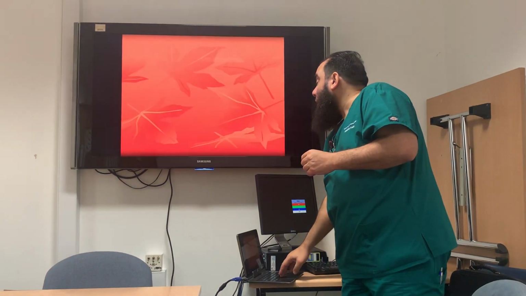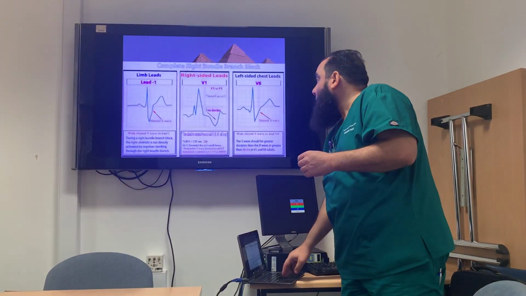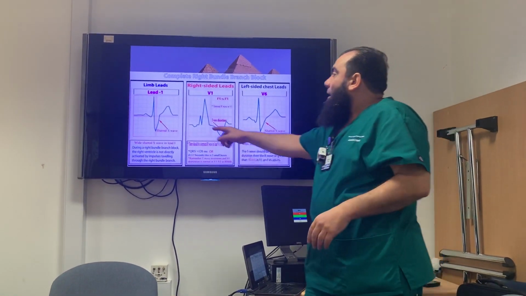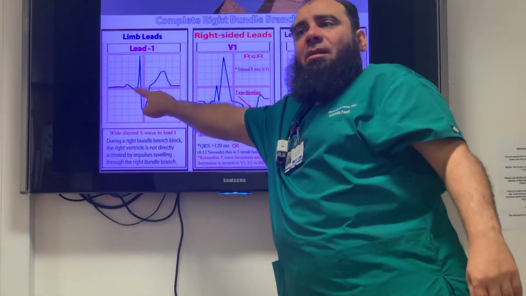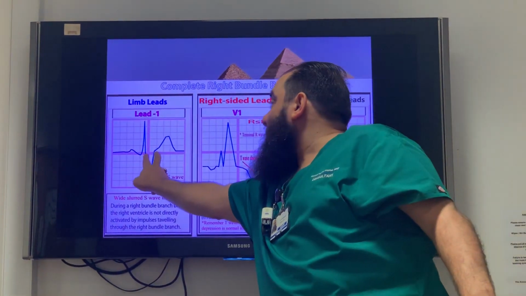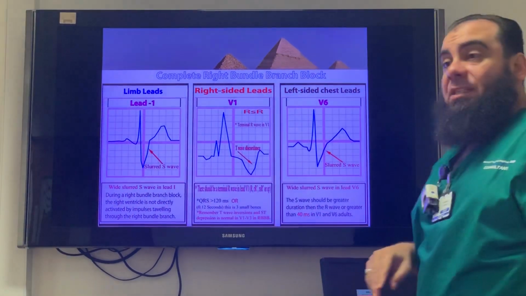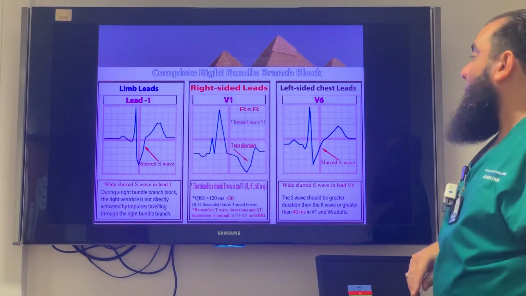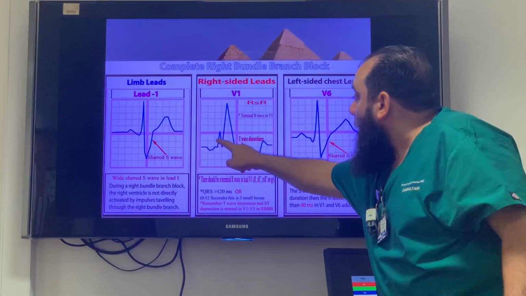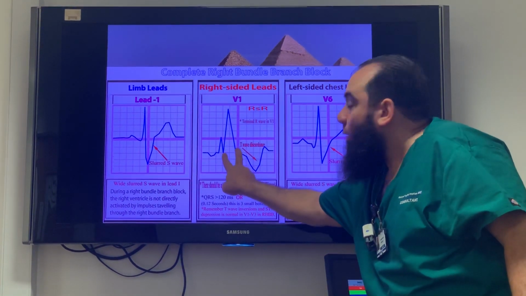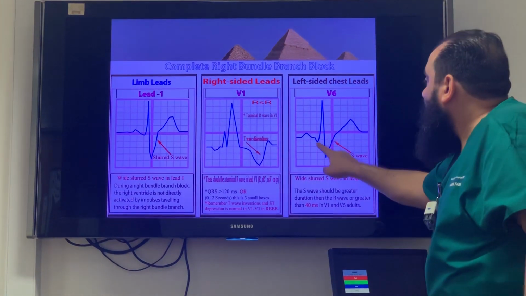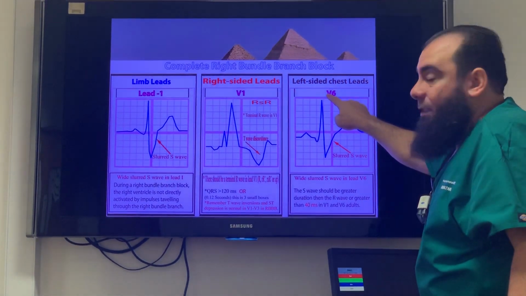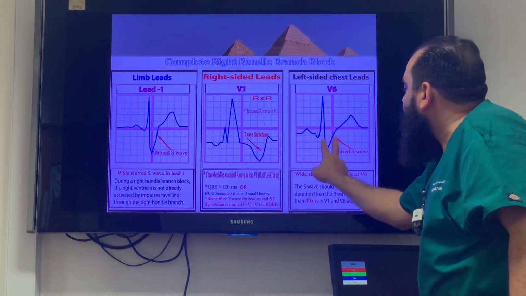Let's check it again in an ECG. Lead 1, you can see here it is okay, isn't it? But here most of the widening is in the S wave, which represents the right ventricle. R, S, R. Q, this is V6. Q, R, S.